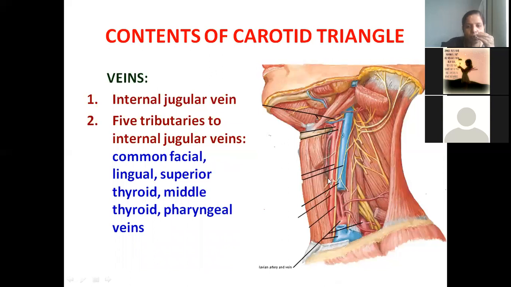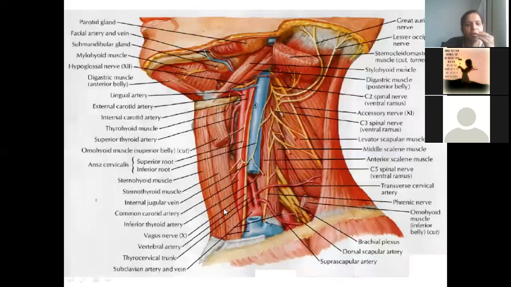What is this loop in front of the carotid sheath? Answer: ansa cervicalis. Excellent. What does it supply? Infrahyoid group of muscles. Very good, Ritika.